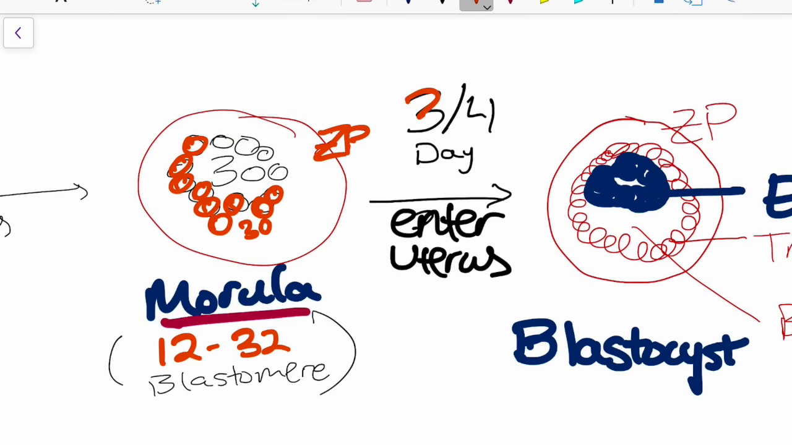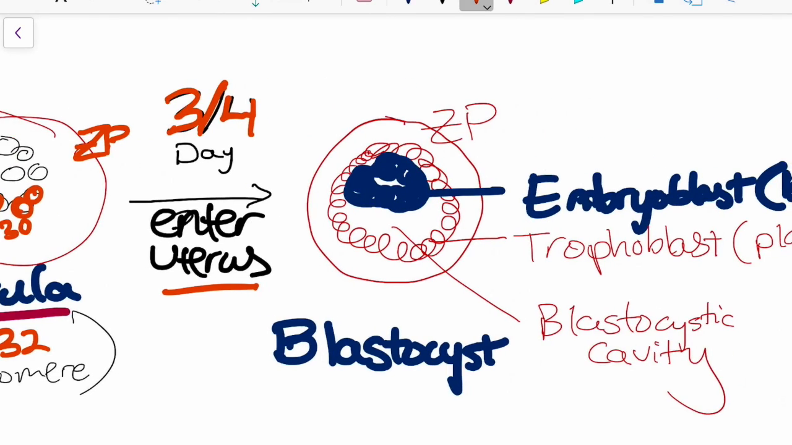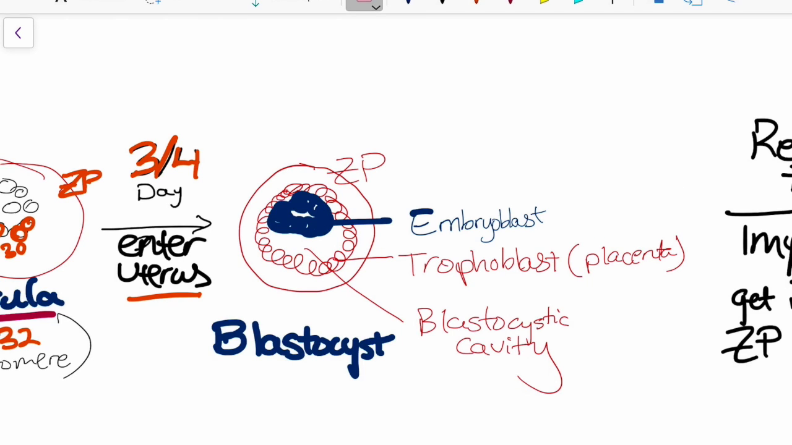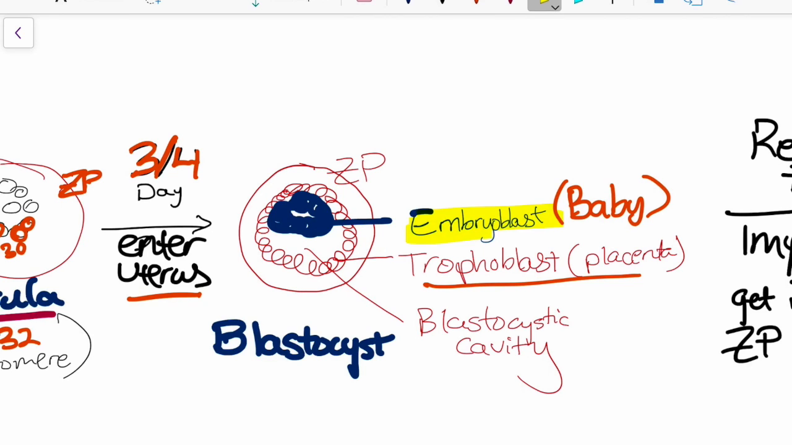By day 3 and 4, we are entering the uterus. And once we are in the uterus, we have the embryoblast cells. And the embryoblast is what becomes the baby, whereas our trophoblast gives us the placenta. So we mostly care about the embryoblast carrying on. And then we have the blastocystic cavity, because this is a blastocyst with the embryoblast and the trophoblast.